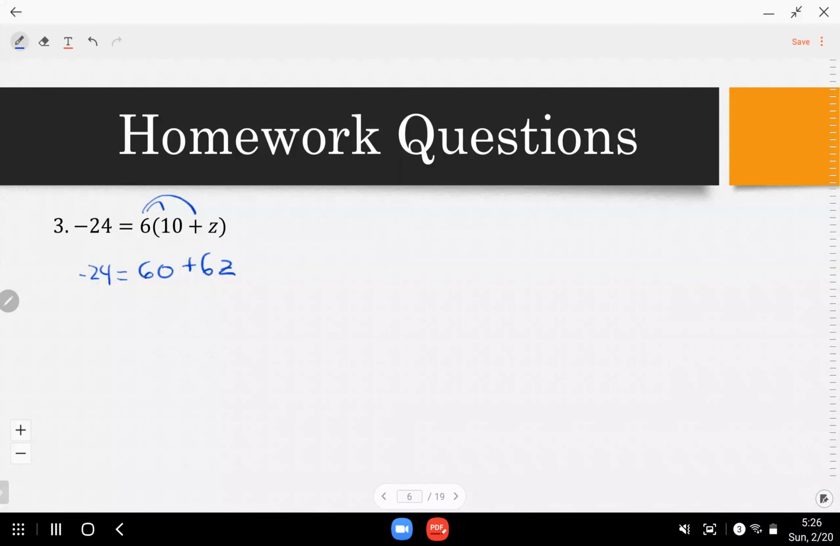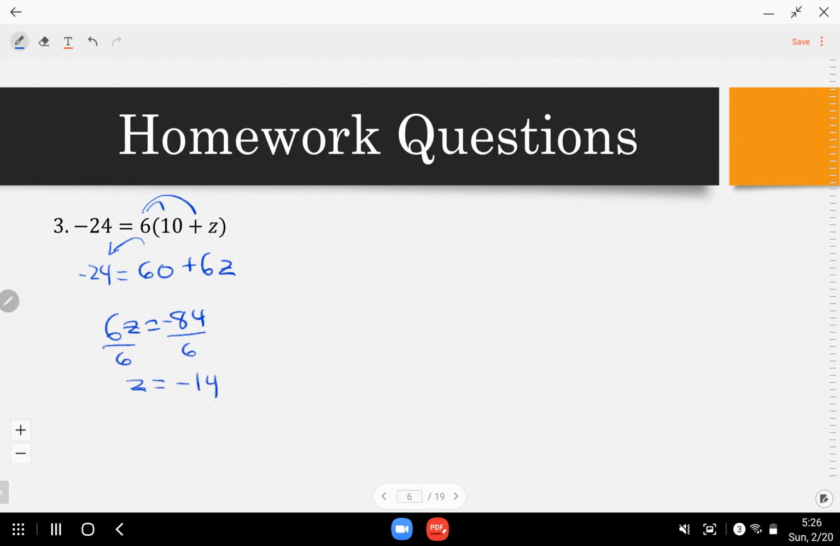Okay, so then you move the 60 to the other side. What you need to do is subtract 60 on both sides, and you get 6z is equal to negative 84. So then it's as simple as that. Divide by 6. z is equal to negative 14.